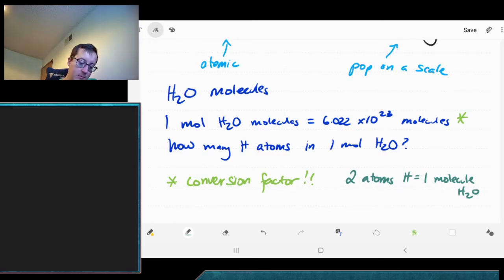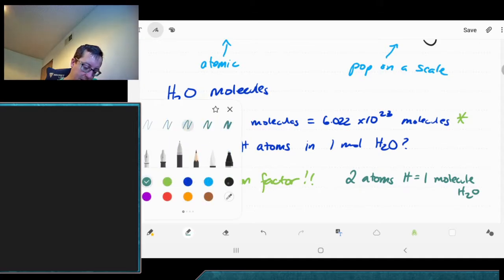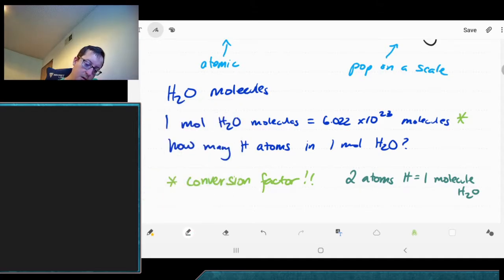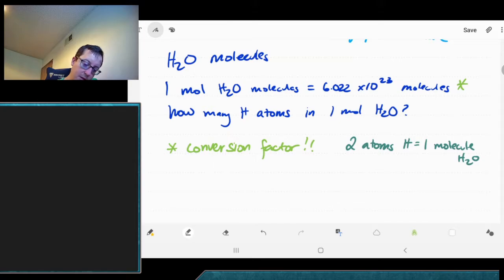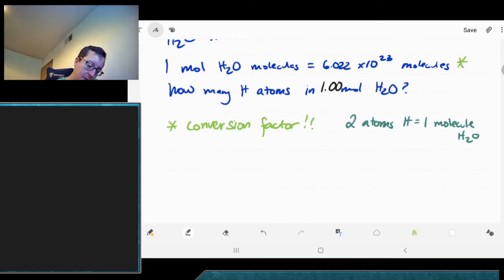And so we could say, okay, well, let's take a look at this. We have 1 mole, or here, let's even, we'll throw some Sig Figs on this too. Say 1 mole with some decimal points. If we have 1 mole of water, we're looking to end up in atoms of hydrogen.